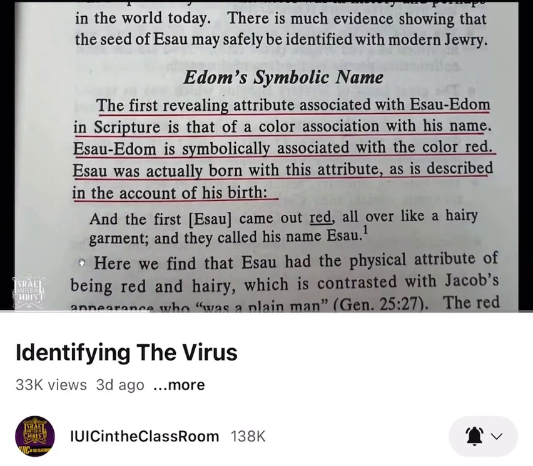For me. In the book Who is Esau, Who is Edom? This is page 19. Am I correct? Yeah, thank you. Page 19.